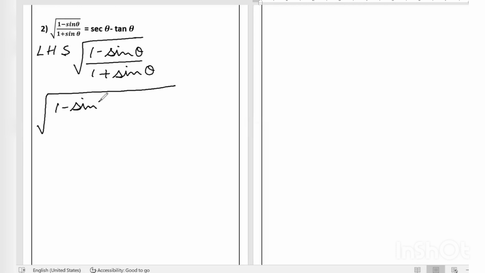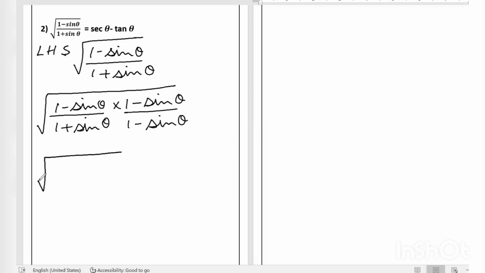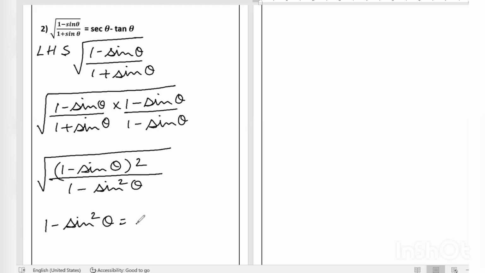So 1 minus sin theta upon 1 plus sin theta. Our denominator is 1 plus sin theta, so we have to multiply it with the denominator but with opposite sign. So we are going to multiply by 1 minus sin theta inside the root, okay? Now, in the numerator, 1 minus sin theta into 1 minus sin theta is 1 minus sin theta whole square. And here in the denominator, 1 plus sin theta into 1 minus sin theta is again in the form of a plus b into a minus b, which can be written as a square minus b square. So here we can write it as 1 minus sin square theta. Now we know that 1 minus sin square theta is cos square theta. So we will replace the denominator by cos square theta.